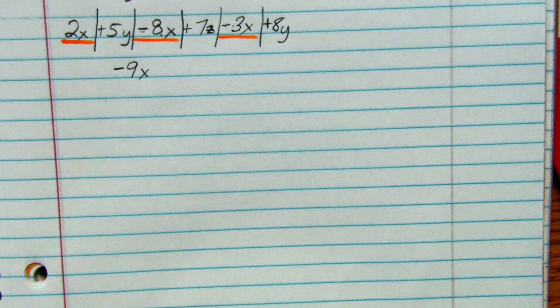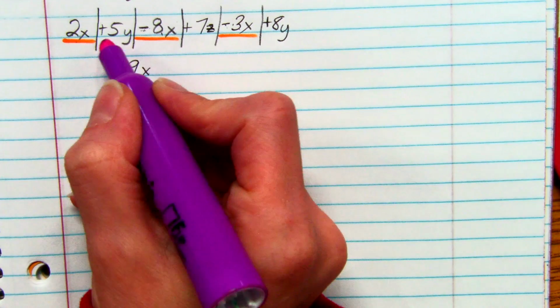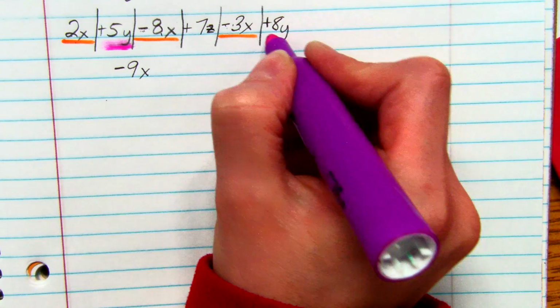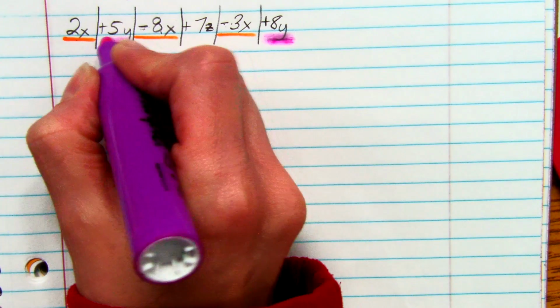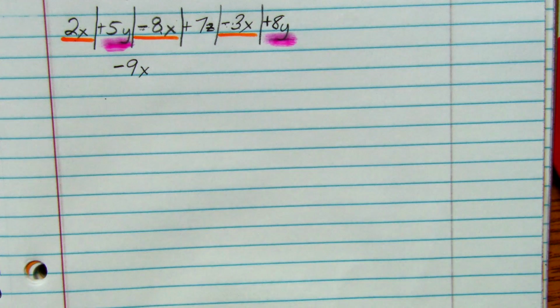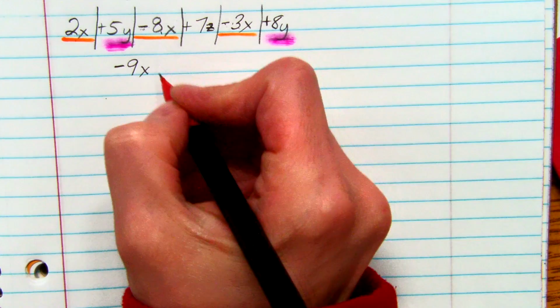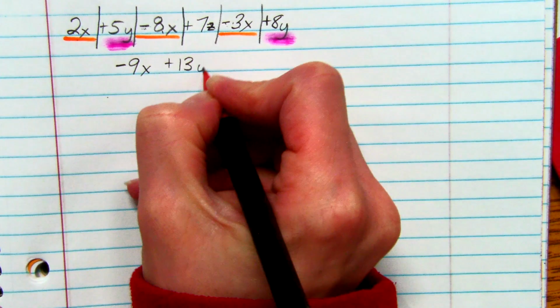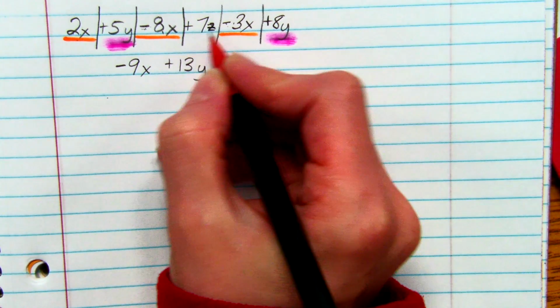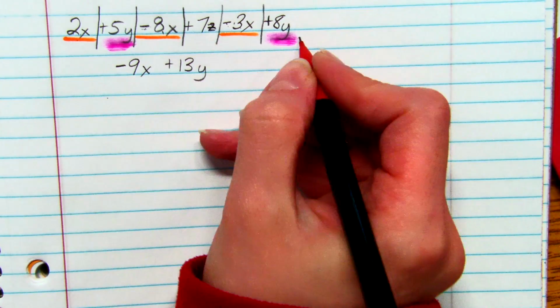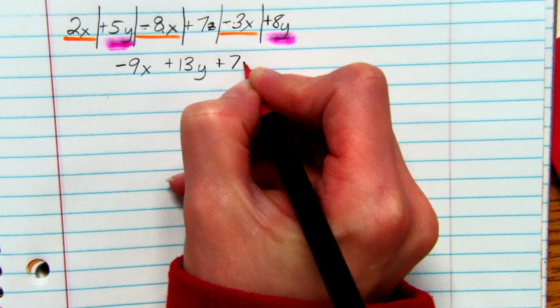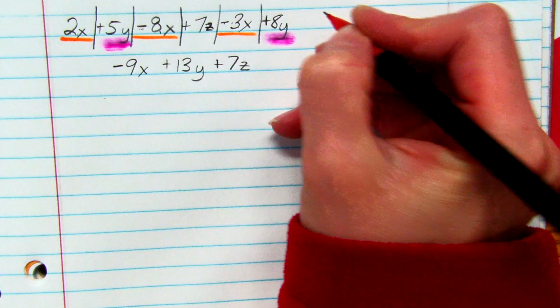Then let's see what else we've got. So I've got 5y here and 8y here. It's not a very good highlighter. We've got 5y and 8y. They're both positive, so we can just add those together. That gives us 13y. And then poor z, there's only 7 z's there. There's nothing to combine with it, so we'll just put that on the end.